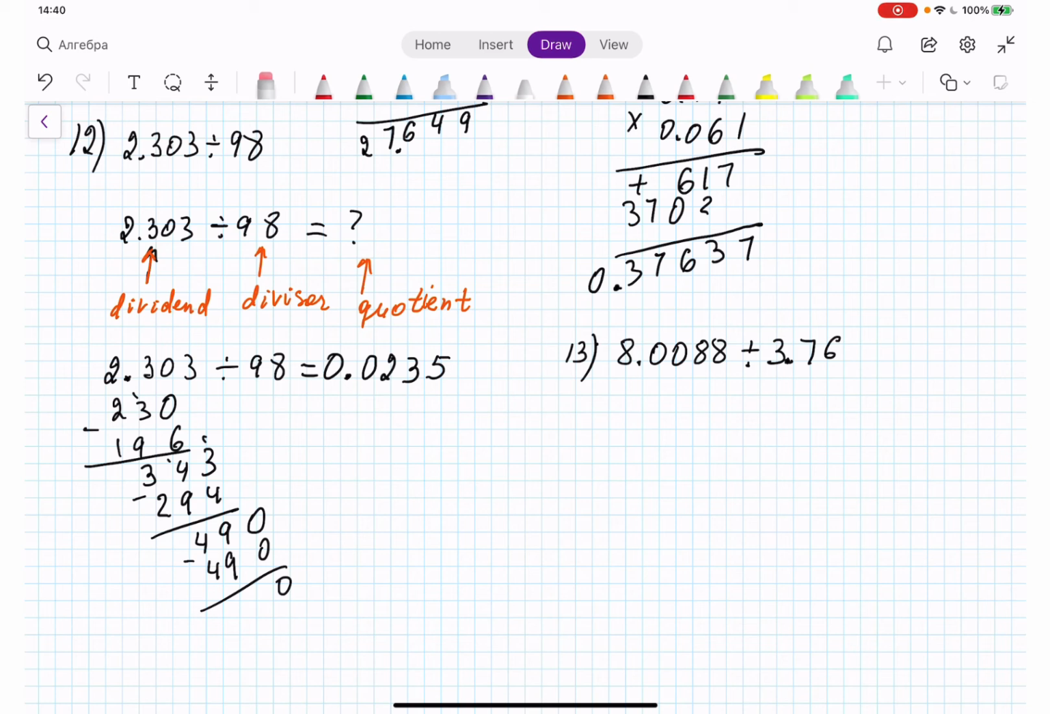So, since I'm going to move by 2 positions, 1 and 2, right? I'm going to write down 376 here. Divide here also by moving 1 and 2. It's going to be 800.88. So I moved by the same number of positions, 2 digits. Okay, which means on top and bottom, I multiply by 100. Let's now divide.